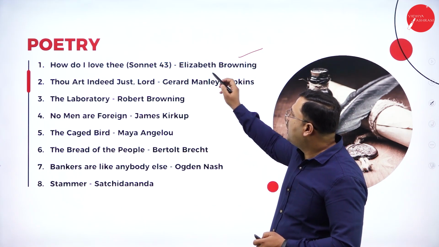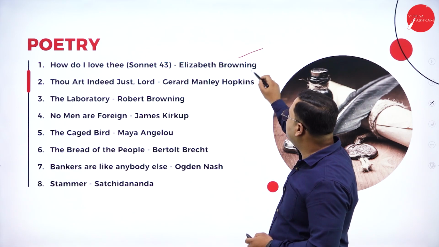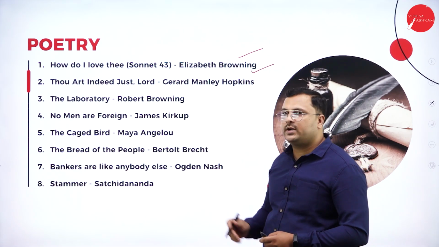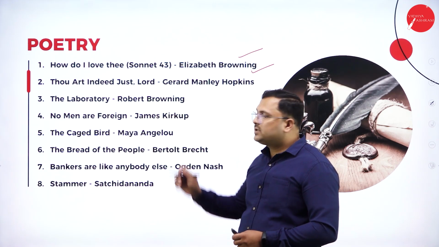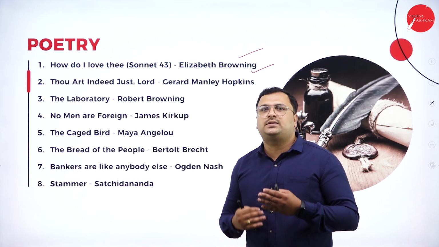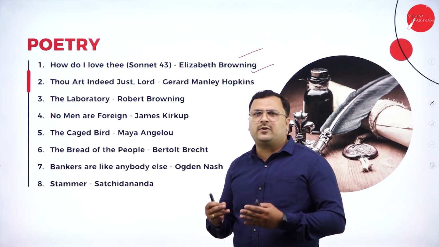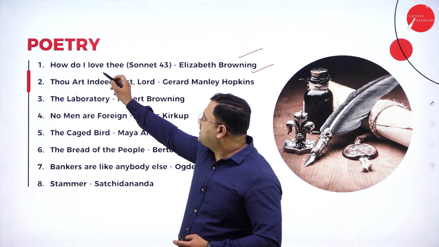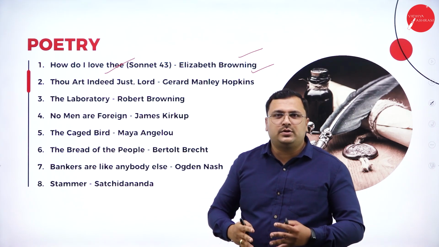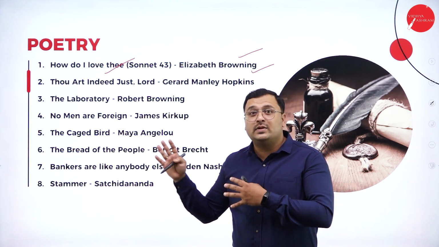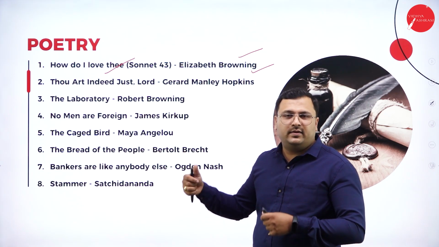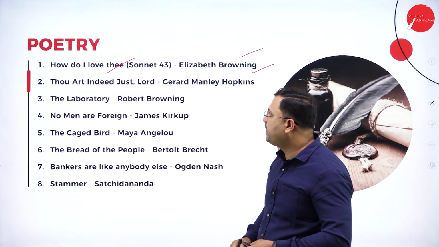You have How Do I Love Thee by Elizabeth Barrett Browning. She is the wife of Robert Browning. In this sonnet form, she is trying to explain the number of ways she could explain her love to her beloved. So this deals with explaining how she loves her beloved, and we will see what are the ways when we study it in the next session.